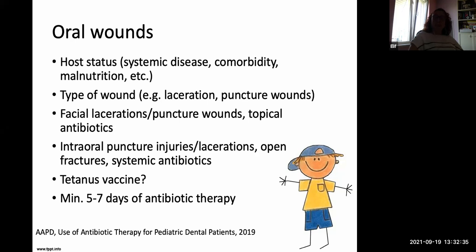It should be an open wound when we need to prescribe antibiotics. So there's a little difference in the prescription of antibiotics when we face facial lacerations or puncture wounds. Mostly topical antibiotics are adequate for the treatment of these situations. Whereas in intraoral puncture injuries or lacerations, or when we see open fractures, systemic antibiotics should be prescribed in these situations. Also, tetanus vaccine should be questioned at the patient if needed. It should be administered, of course. And a minimum of 5 to 7 days of antibiotic therapy is needed for the treatment of this condition.